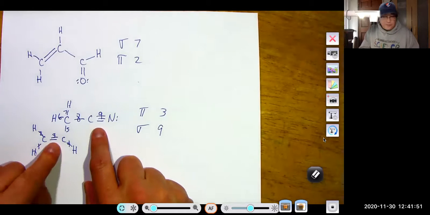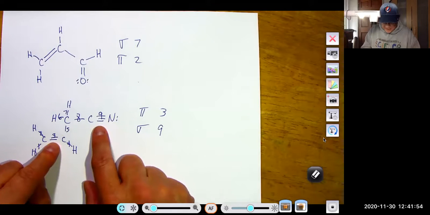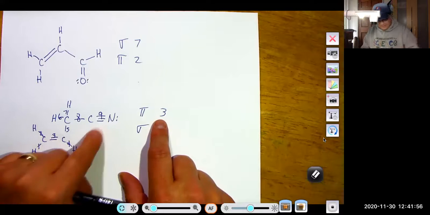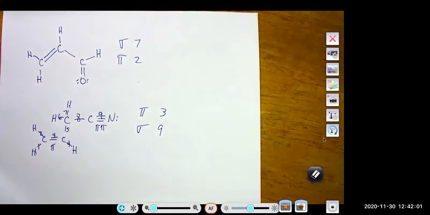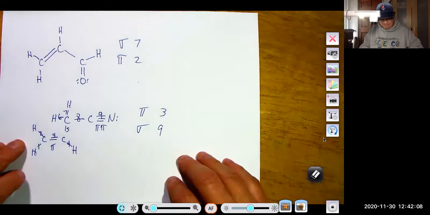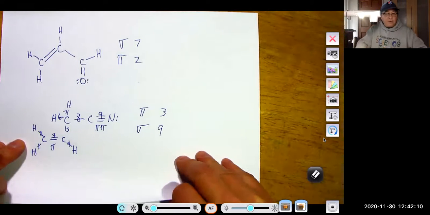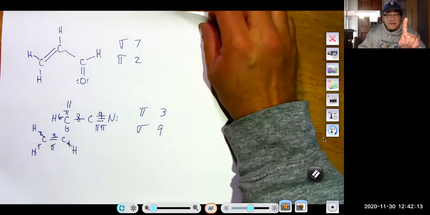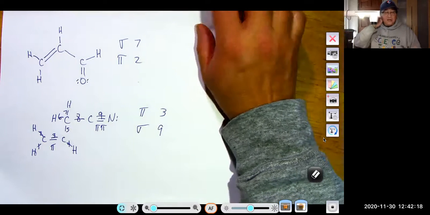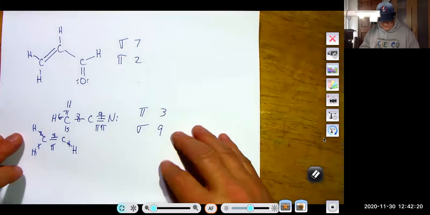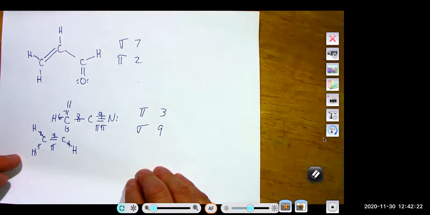No, the triple bond is 2 pi's. That's how we got 3 pi's. 1, 2, 3. But it's only one sigma. Right. Sorry, I thought it was 2. There's only 1 sigma. So remember, for multiple bonds, only 1 is a sigma. The rest of them are pi. So if we had 4 bonds, what would it be? Would that be 3 pi and 1 sigma? Yeah.